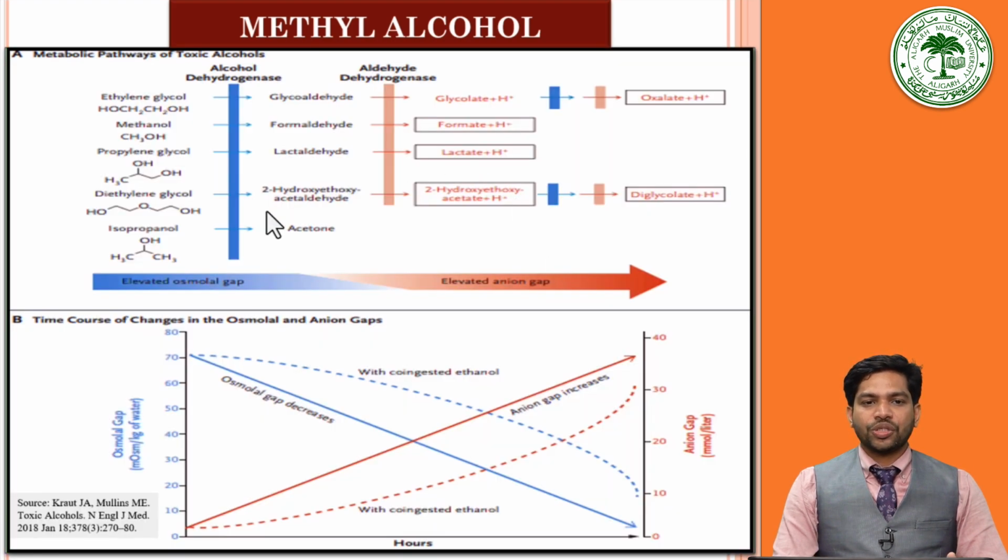Here you may see in the picture that alcohol dehydrogenase causes the metabolism of ethylene glycol to glycoaldehyde, methanol to formaldehyde, propylene glycol to lactaldehyde, diethylene glycol to 2-hydroxyacetaldehyde, and isopropanol to acetone. They are further metabolized by aldehyde dehydrogenase into glycolate, formate, lactate, and 2-hydroxyacetate, and ethylene glycol is metabolized to glycolate and then to oxalates. In ethylene glycol poisoning, these oxalate crystals are seen as the metabolites, and in the case of diethylene glycol, diglycolate is produced.